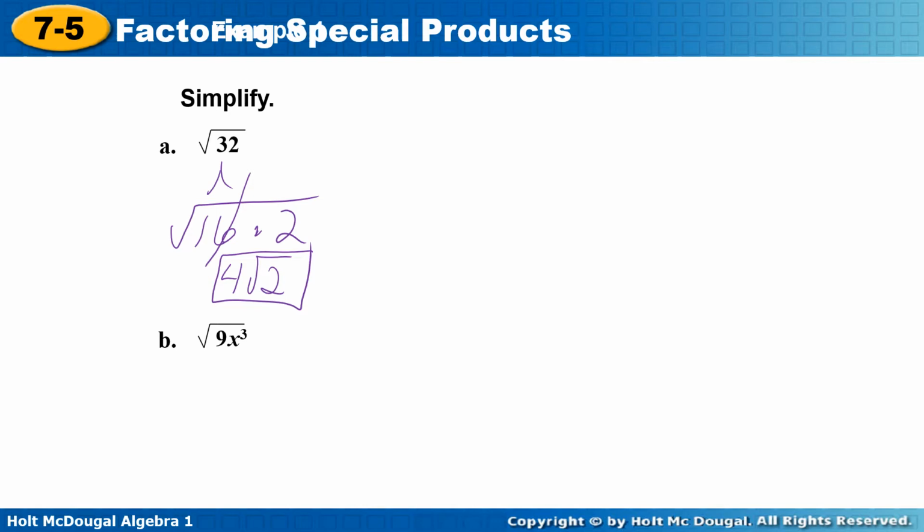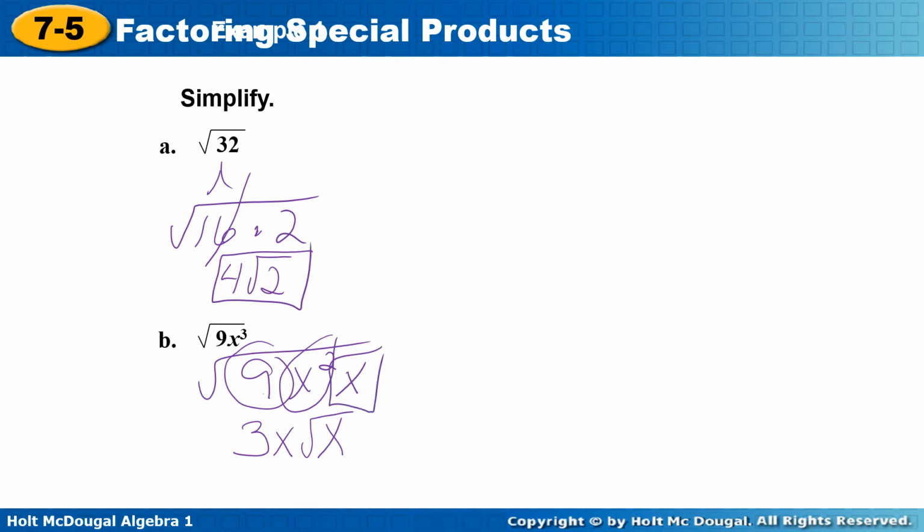For the next one, square root of 9x cubed, we can break that up. 9 is a perfect square, but we can break the x cubed into x squared times x. What we want to do is find the largest even number that we can take out. Since x cubed is the same thing as x squared times x, we're going to split it like that. X squared is a perfect square because it is an even exponent, and 9 is a perfect square. So this would become 3x root x. Square root of 9 is 3. Square root of x squared is x. And x is alone. It's left behind. It's not a perfect square, so it has to stay inside that radical.